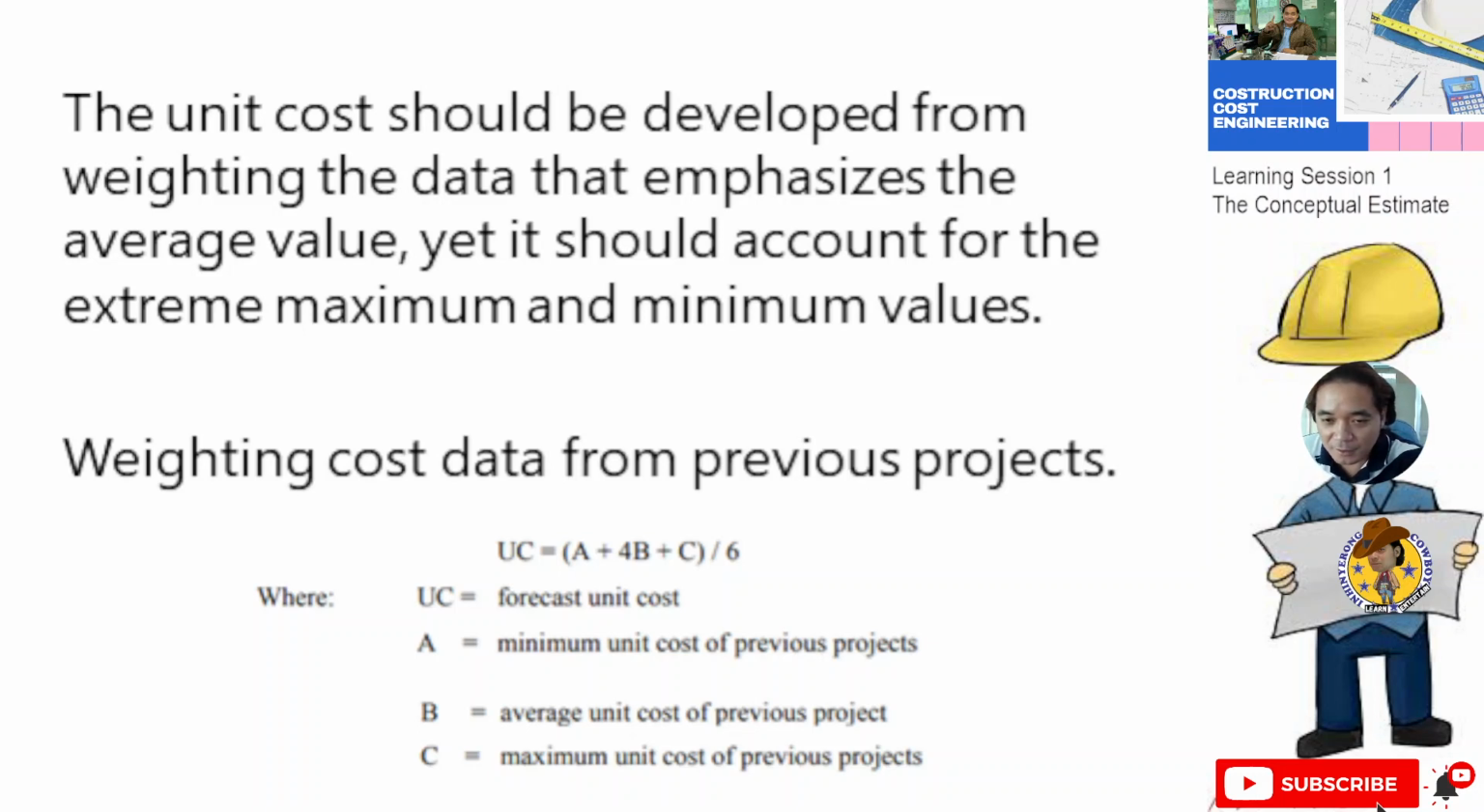So this is the formula used in the conceptual estimate, using cost data from previous projects. As you can see, the unit cost equals (A + 4B + C) / 6, where A is the minimum unit cost of the previous projects, B is the average unit cost of previous projects, and C is the maximum. You add these, with 4 multiplied by B, then divide by 6. Then you will get the forecasted unit cost of that project.